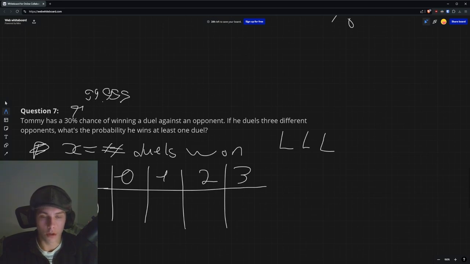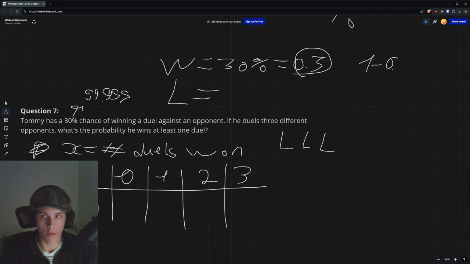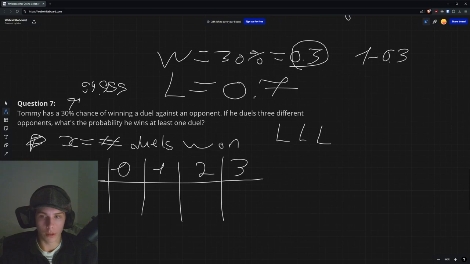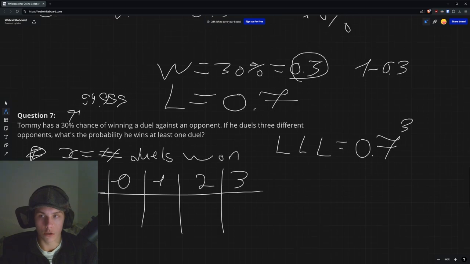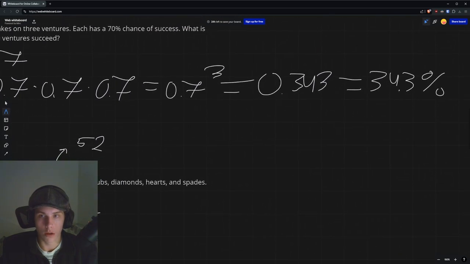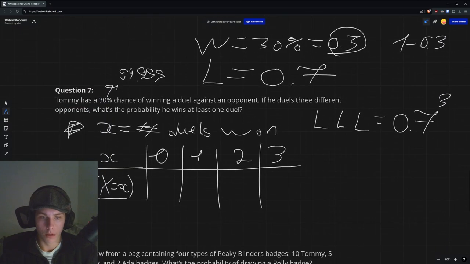So with a 30% chance of winning, the only way for him to have 0 wins is to lose all 3 times. Win equals 30%, which is 0.3. But as he can either win or lose, loss has to be the remainder. So 1 minus 0.3 is 0.7, a 70% chance of losing. Losing 3 times in a row would be 0.7 times 0.7 times 0.7, 0.7 cubed, which is 0.343. So we'll write this down here.